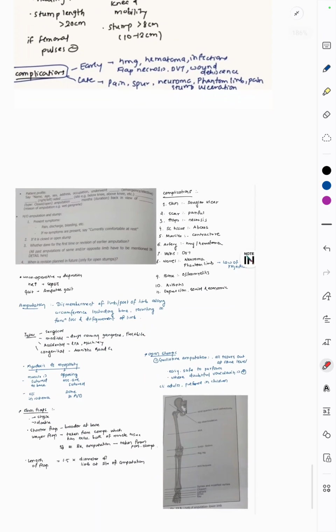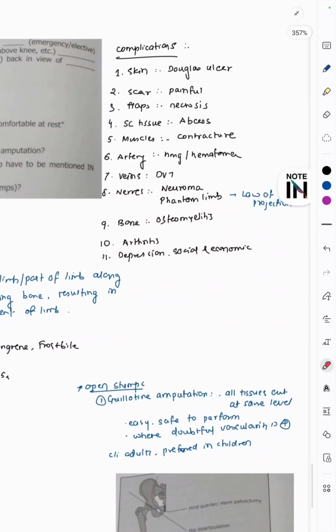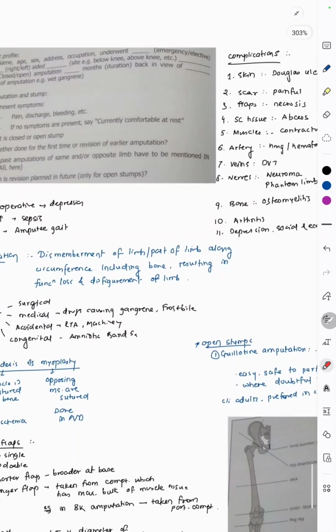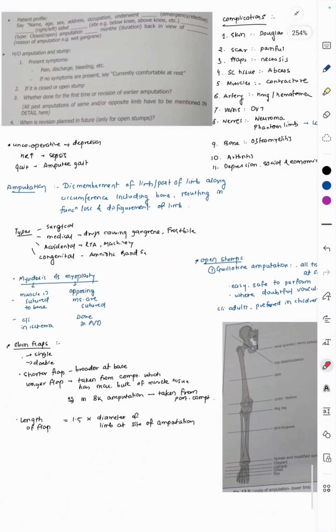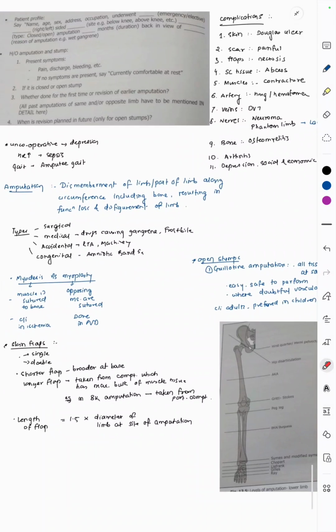Now, complications of the amputations, from outside to inside. In the skin it will lead to Marjolin ulcer, painful scar because of amputation, and flap necrosis. The subcutaneous tissue will lead to abscess. In the muscles, contracture. In the arteries, hemorrhage. In the veins, DVT. In the nerves, it will lead to neuroma or phantom limb. Then in the bones, osteomyelitis. In the joints, arthritis. Apart from that, depression and social and economic problems will be present.